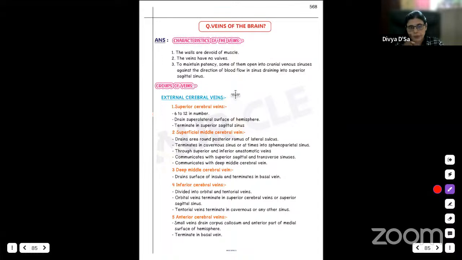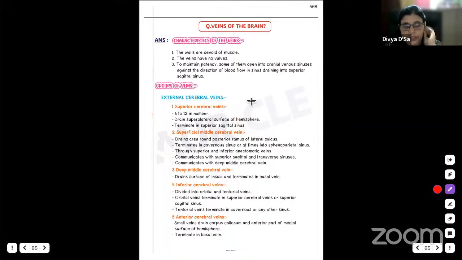To maintain patency, instead of opening directly into the dural venous sinuses, they run obliquely. If it were straight, because of the pressure difference it could collapse. When it runs obliquely, the blood flow is regulated there and the patency is maintained.